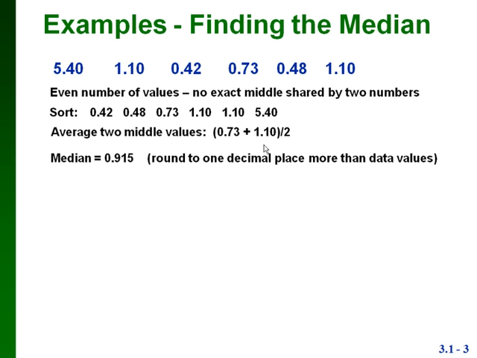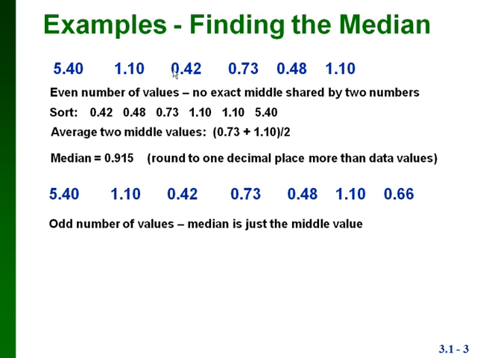Here's another list of data, and notice that this one is almost the same except it has 1 extra value, so this list has 7 data values in it. Since it has an odd number of values, all we have to do is arrange it in order and then take the one that's in the middle. So here's our sorted list. The value that's in the middle of this list would be right here, the 0.73. So that's our median.